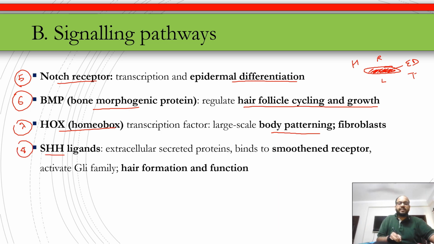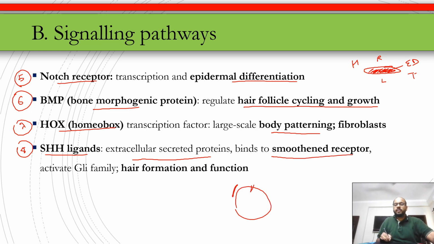Eighth is SHH ligands, or sonic hedgehog ligands. These are extracellular secreted proteins and they bind to the smoothened receptor. Remember, I've told you two receptors. One is smoothened, the other is frizzled. Frizzled is for WNT, smoothened is for SHH, sonic hedgehog. They are needed for hair formation and function.